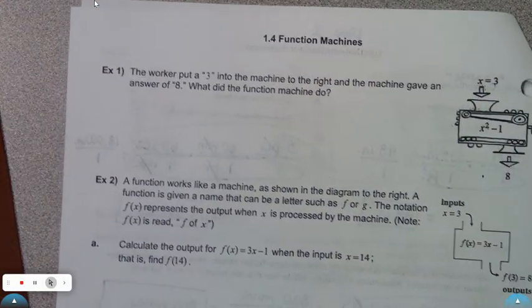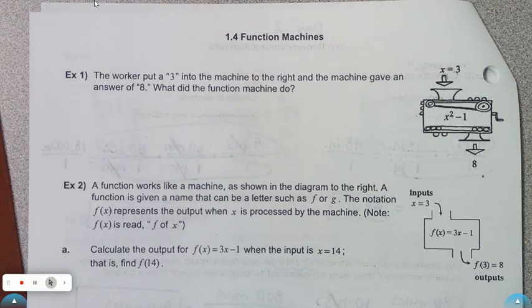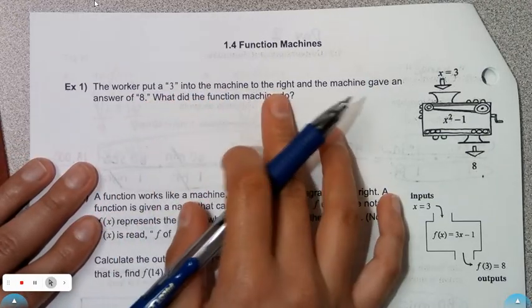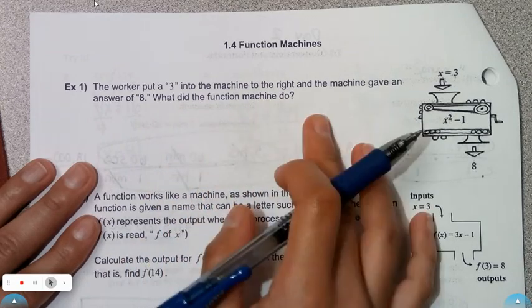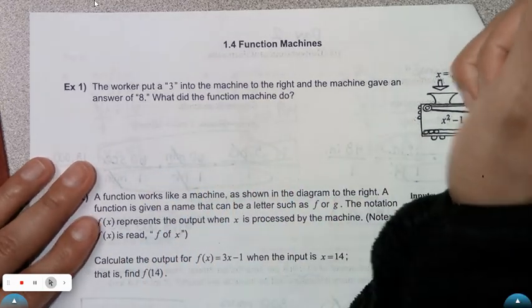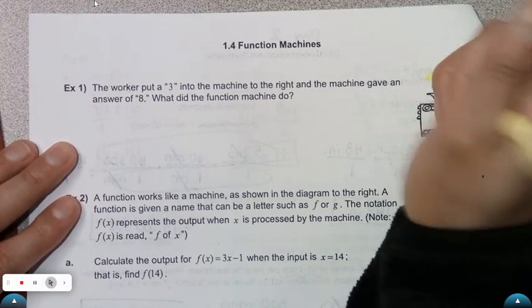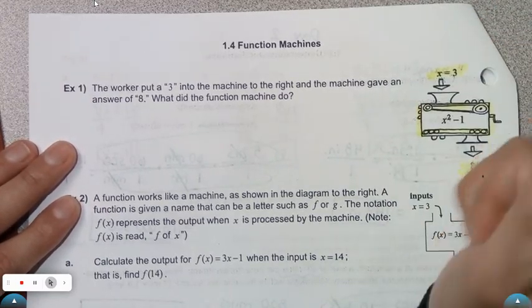All right, when we're talking about function machines, just be very careful about what you're plugging in and what you get out, so your input and your output. So for the first one, the worker put a 3 in the machine, and they got an answer of 8. What did the function machine do? So the worker put in this x equals 3, and they put it into this machine, and they got out this answer of 8.